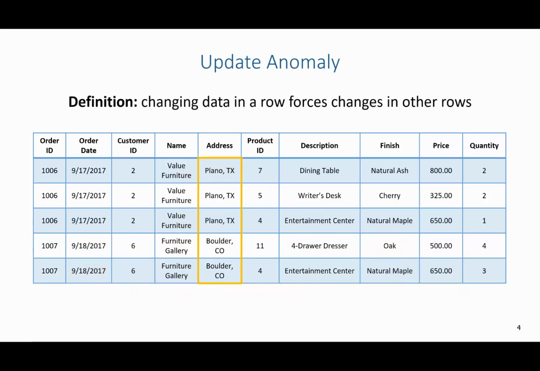The second type of anomaly is the update anomaly, which states that changing data in a row forces changes in other rows. So for example, looking at the address column, if I were to change the address of Value Furniture from Plano, Texas to Odessa, Texas, I would be forced to change this in multiple other rows because Value Furniture exists in other rows. So I'd have to change it in at least 2 other rows as demonstrated in this table. If I forgot to change one of these values, I would have an update anomaly.